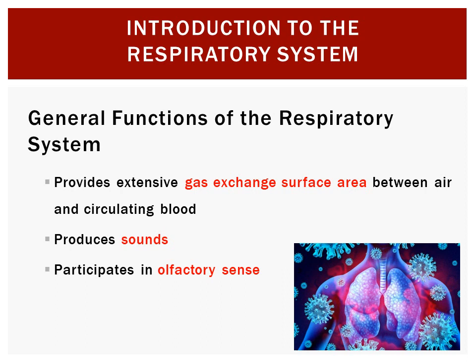Before we go to the organs in the respiratory system, let me briefly explain the general functions first. The respiratory system is important to provide gas exchange surface area between air and circulating blood. It also plays a role in sound production, and it also provides olfactory sense, which is the sense of smell.